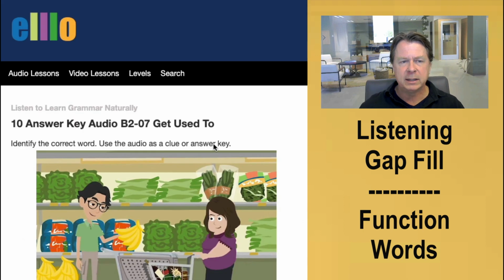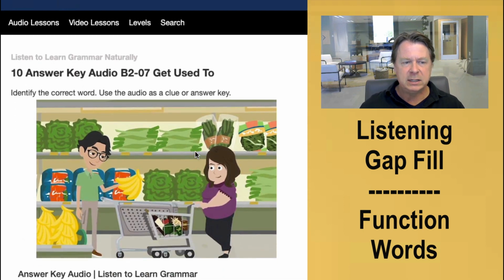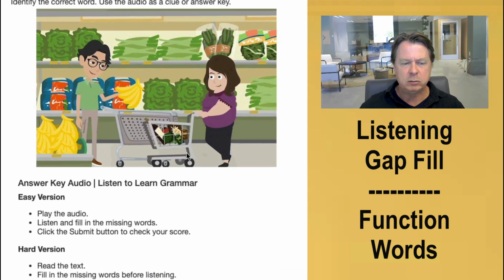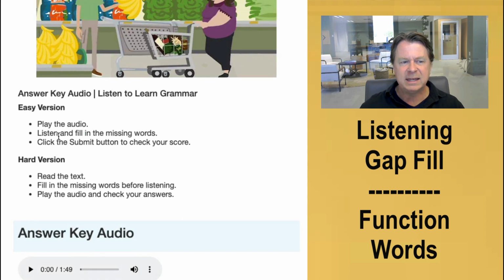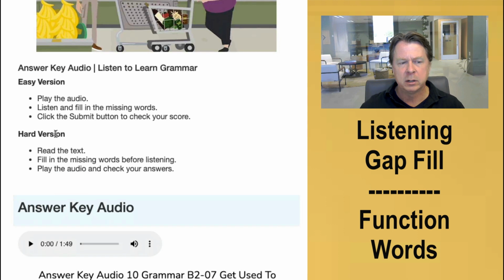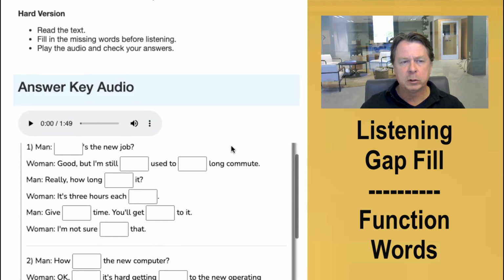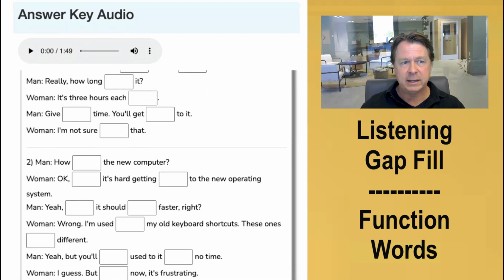So if you click on the game, you will see the title at the top and you can read the instructions. Again, the easy version, you play and you listen and type in the missing word. The hard version, you think of the missing word and then listen and check. That's why it's called Answer Key Audio. But what we're going to do is start and play the game.